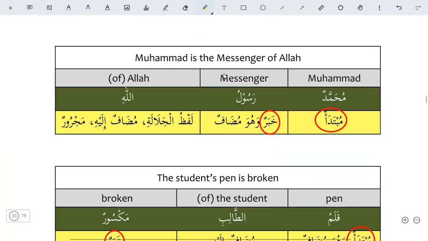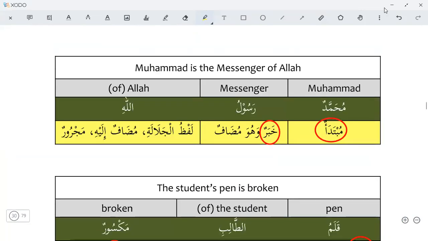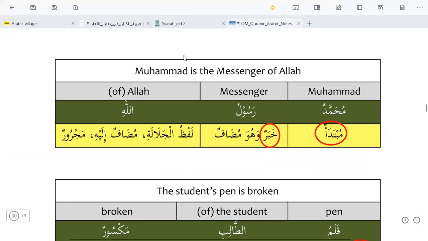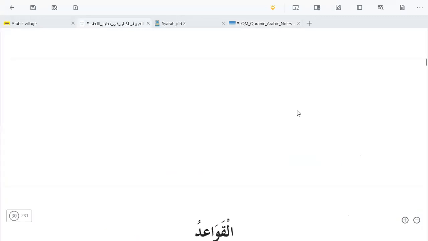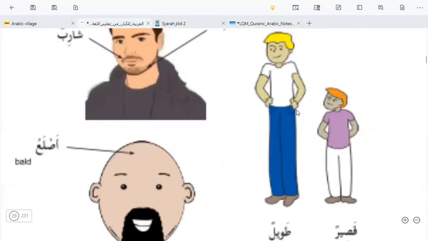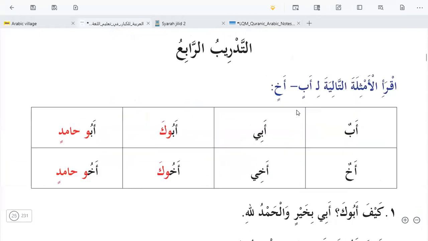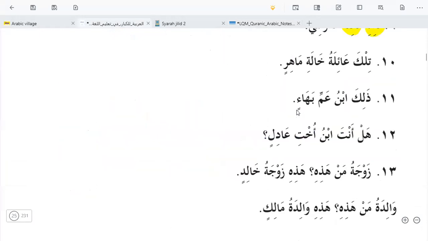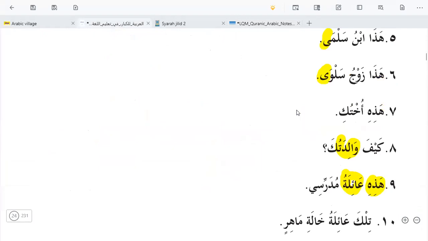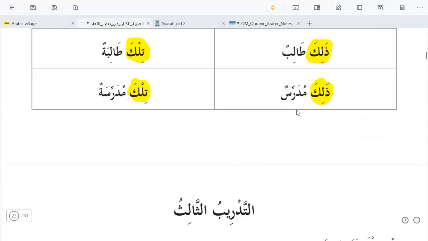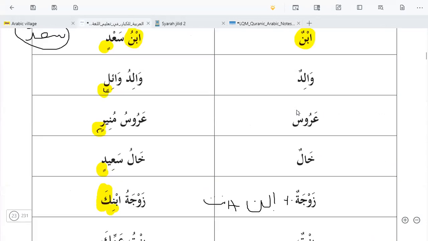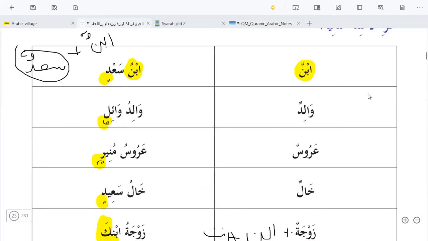Okay, so now we go to our lesson. Because our lesson is about the mudaf and mudaf ilay, it was necessary to teach you about the mudaf and mudaf ilay. Here you look here, this is all mudaf and mudaf ilay.